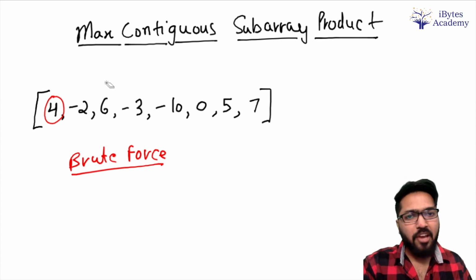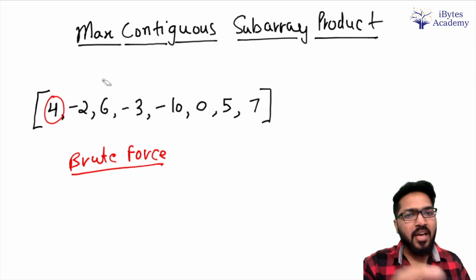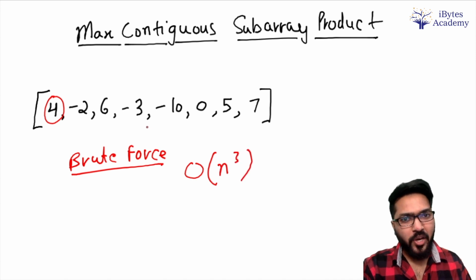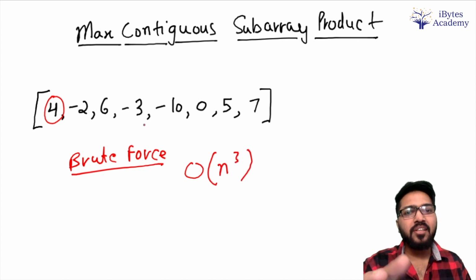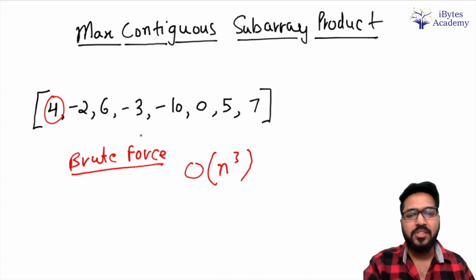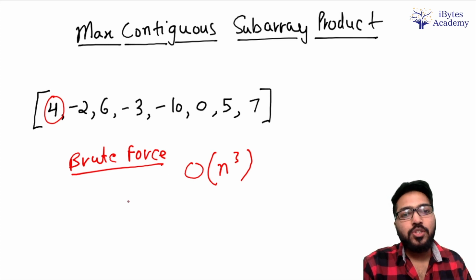You can just consider every pair of integers as the extremes, calculate the product between them, and then keep updating the maximum product. Obviously that approach is going to lead to an O(n cube) solution, because O(n square) for considering every pair and then an additional n for finding the product between those numbers. But obviously this is not the kind of solution that a company like Microsoft or Amazon would want from you.